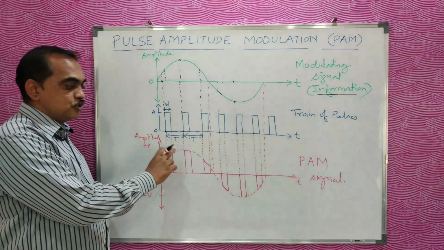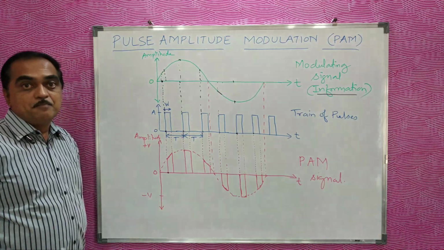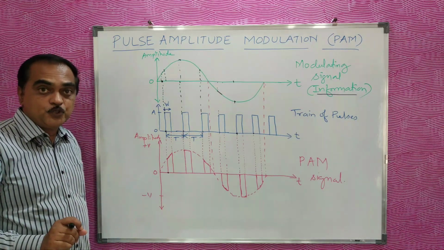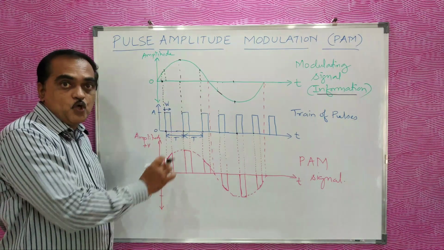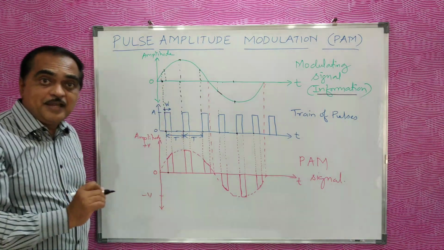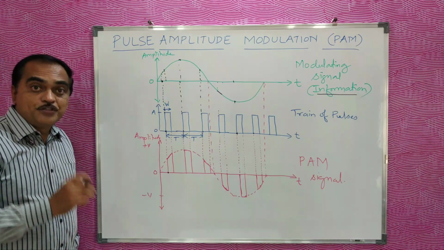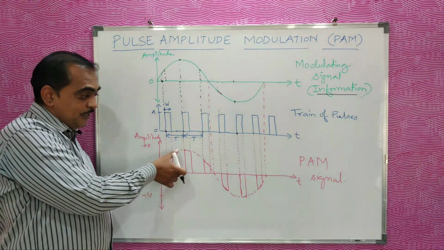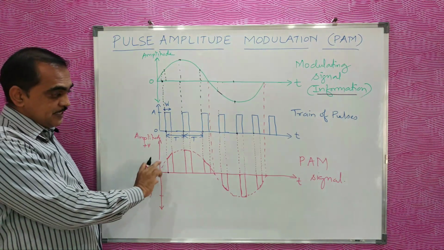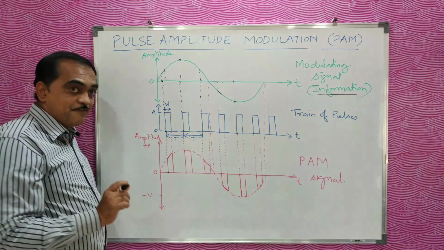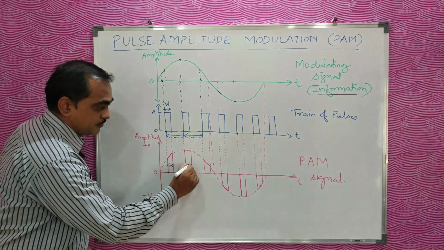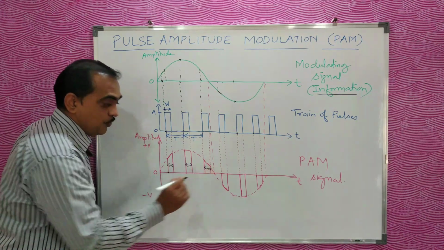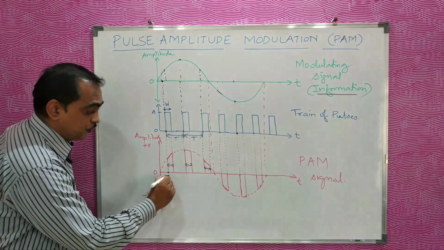So we have both positive and negative pulses, but they are going to take the amplitude of the analog signal, of the information signal, of the modulating signal at that particular instant of time. What the amplitude was, that only they are going to take. Here we see the pulses have constant width. The width is not going to vary. The position also is constant.